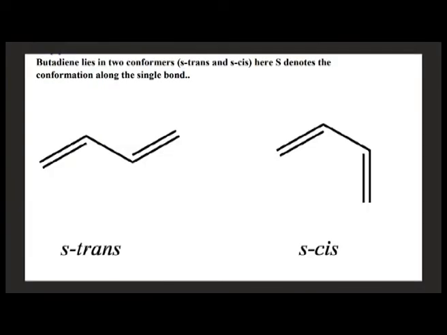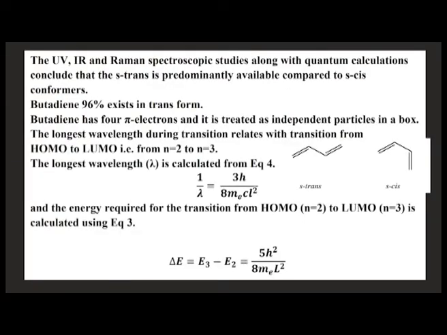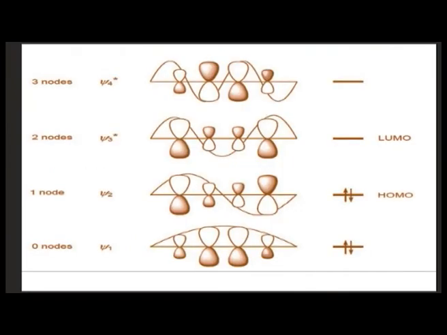Let us talk about butadiene first. Butadiene lies in two conformers, the trans conformer and the cis conformer, where S denotes the conformation along the single bond. These are shown in the figure on your screen. The UV, IR and Raman spectroscopy studies along with quantum calculations conclude that the S-trans is predominantly available compared to the S-cis conformer. Butadiene in 96% of cases exists in trans form. It has 4 pi electrons and is treated as an independent particle in a box. The 2 occupied and 2 unoccupied orbitals are depicted in the figure shown on your screen.